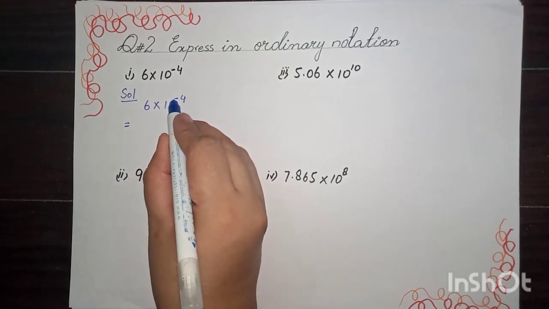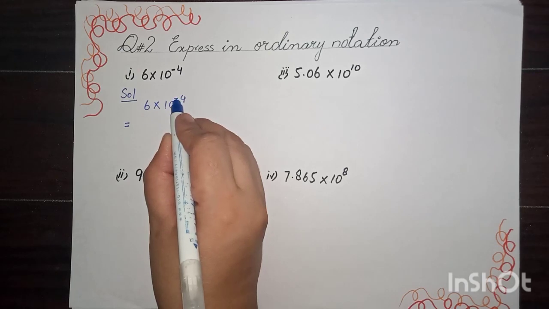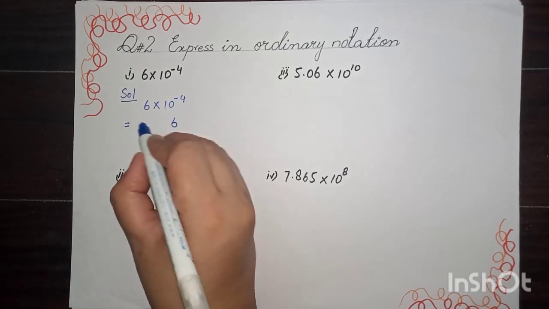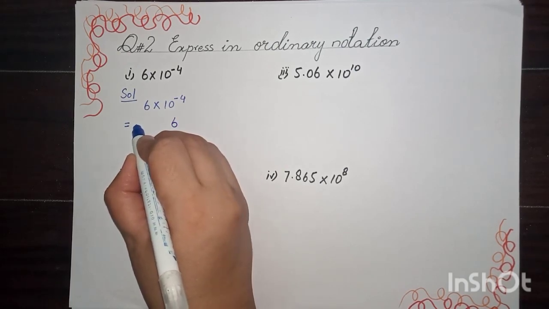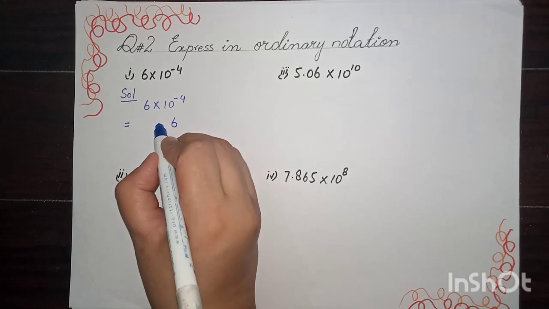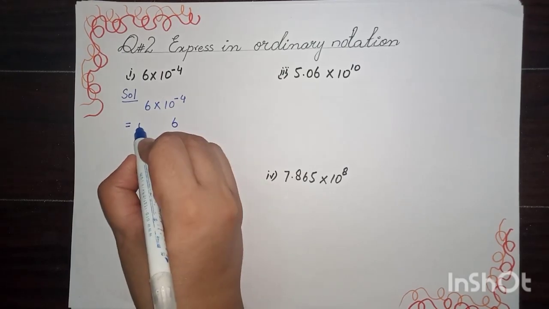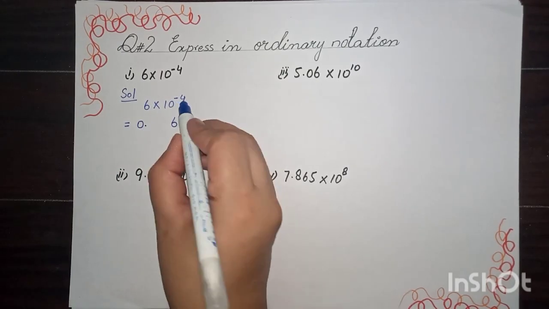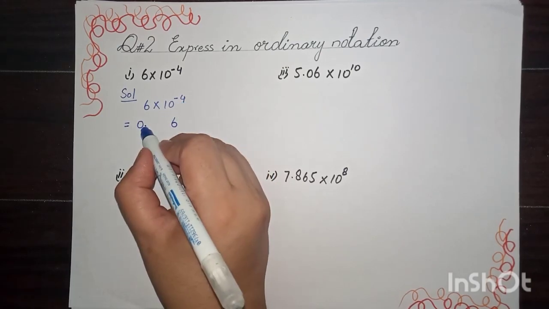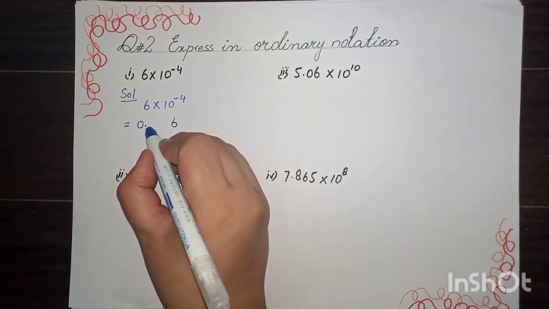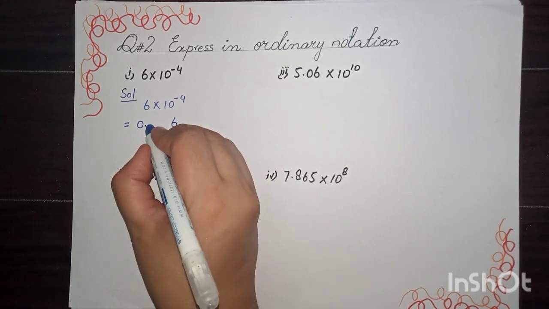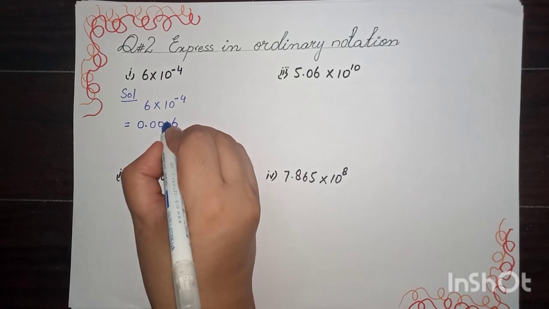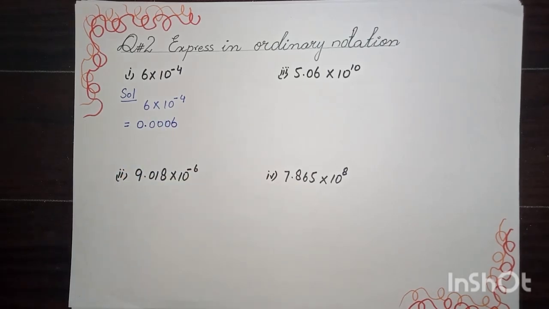Now this is minus 4. Minus 4 means we will shift the decimal point from right to left, because now I will write a number. So this is 0 point. Now this is 4, so after the decimal point there must be 4 numbers. One number is 6, 3 are missing, so I will write 0, 0 and 0.